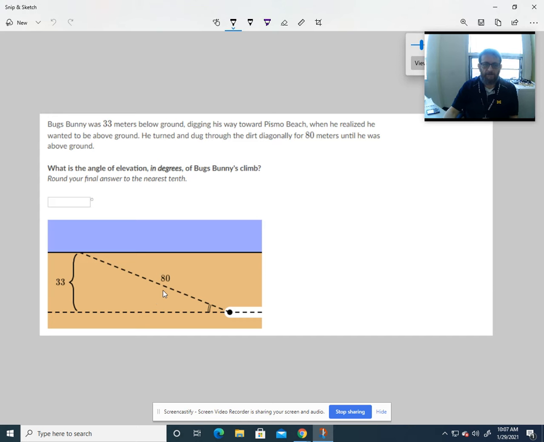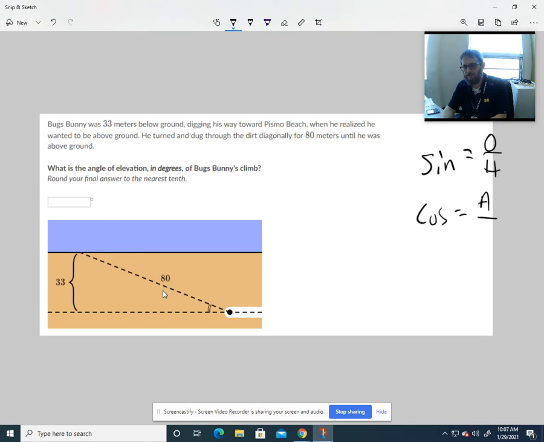Well, they tell us this is basically going to be trig, it's right triangles. So we're going to try to figure out which trig function we're going to use. So here we go again, I've written these every single time. The sine is opposite over hypotenuse. The cosine is adjacent over hypotenuse. And the tangent is opposite over adjacent.